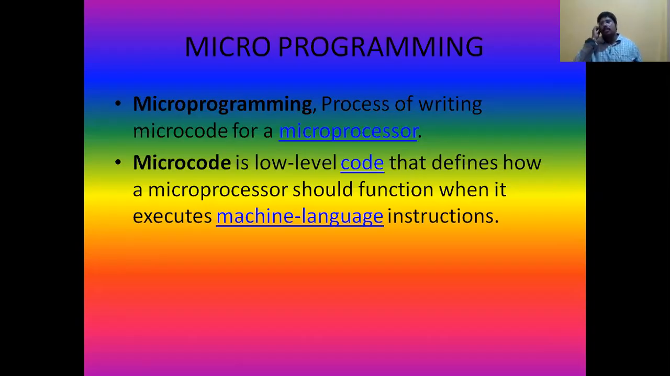So, microprogramming means what? Writing microcode for a microprocessor. That means you are writing code for a microprocessor, and it is referred to as microprogramming. So how should it look? The microprogramming should be a low level code. What is meant by a low level language? It should be a binary code.